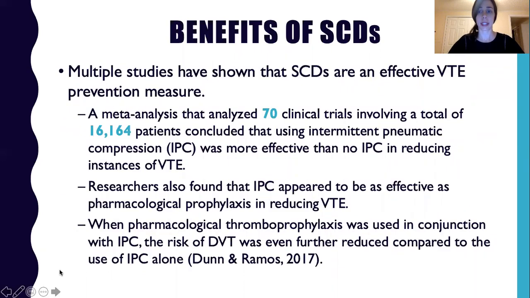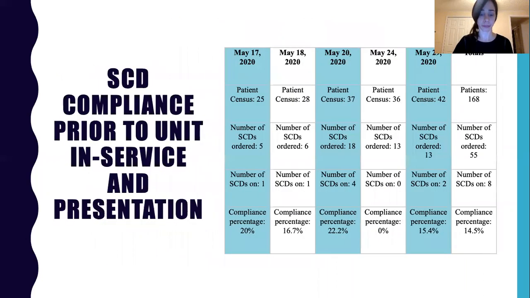Multiple studies have shown that SCDs are an effective VTE prevention measure. A meta-analysis that analyzed 70 clinical trials involving over 16,000 patients found that using intermittent pneumatic compression was more effective than using no IPC in reducing the instances of VTE. Researchers also found that intermittent pneumatic compression appeared to be as effective as pharmacological prophylaxis in VTE prevention. When pharmacological thromboprophylaxis was used in conjunction with intermittent pneumatic compression, the risk of DVT was even further reduced.